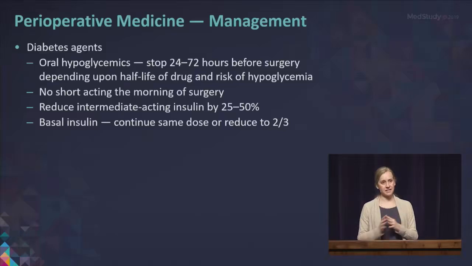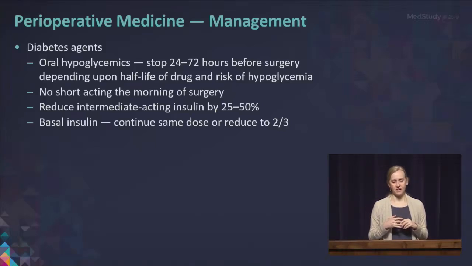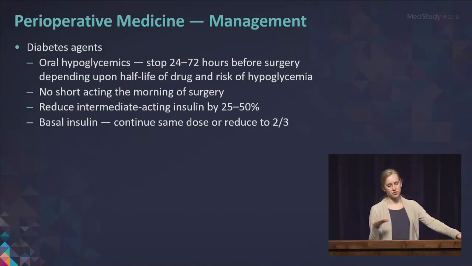For diabetes agents, we really prefer to manage someone's glucose in the operating room through insulin as opposed to oral hypoglycemics. So we usually stop them 24 to 72 hours before surgery. And then in the morning, we don't give the short-acting insulin, although you can still give the basal and half of the intermediate-acting insulin, right? Because if the basal insulin is supposed to just cover their metabolic needs, then they should still get it even if they aren't eating or anything else.